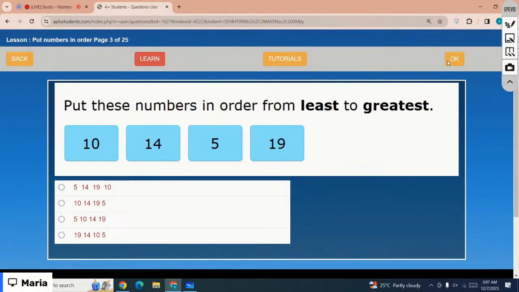Okay, put these numbers in order from least to greatest. So which is the correct option? How do you arrange them from least to greatest? Which option is the correct one? You can write the option number, right?